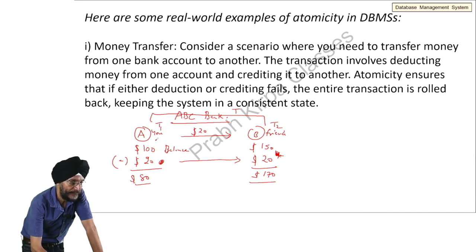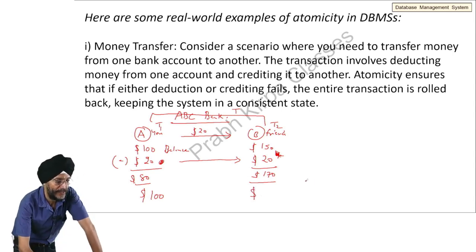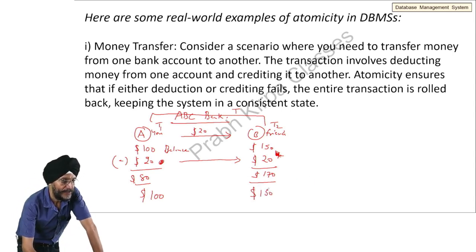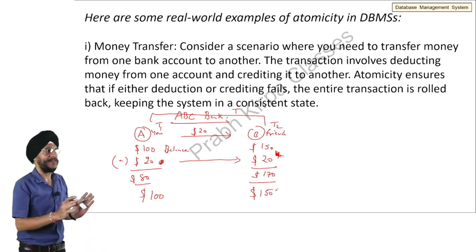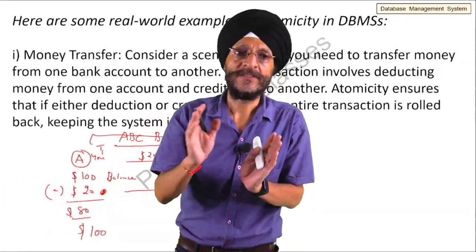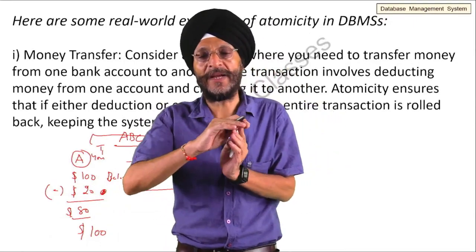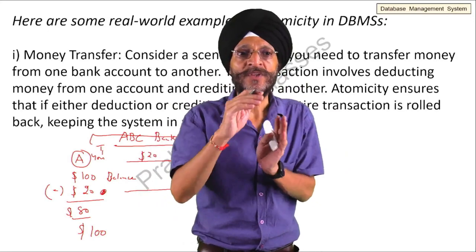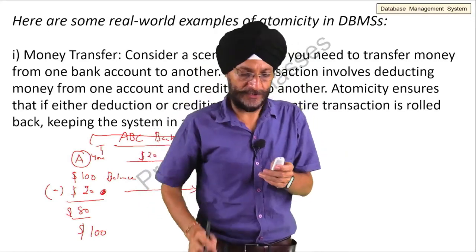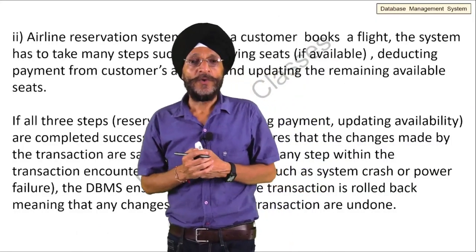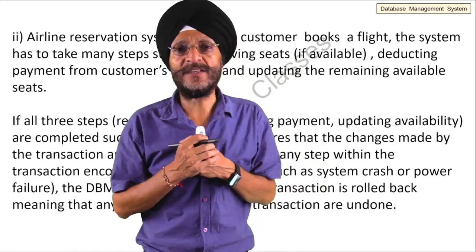That is, your account balance will be shown again as $100, and your friend's account will again have the balance of $150. That is, no credit, no debit. The debit which was performed on your account will be reverted back, and you will again have the original balance of $100. Now we take another example of an airline reservation system.